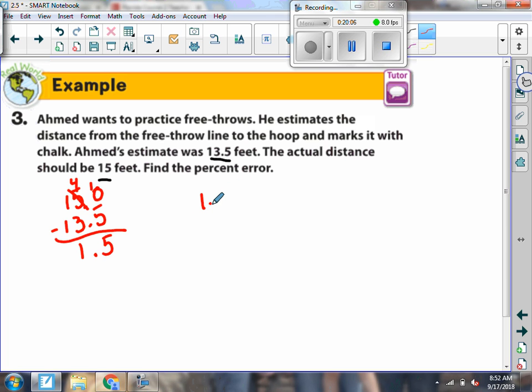So that's our amount of error over our actual amount. So what was the actual distance? It says the actual distance should be 15 feet. So this is going to be over 15. I'm going to divide 1.5 divided by 15. How many times does 15 go into 1? 0. So I add a decimal. How many times does 15 go into 15? That's 1.